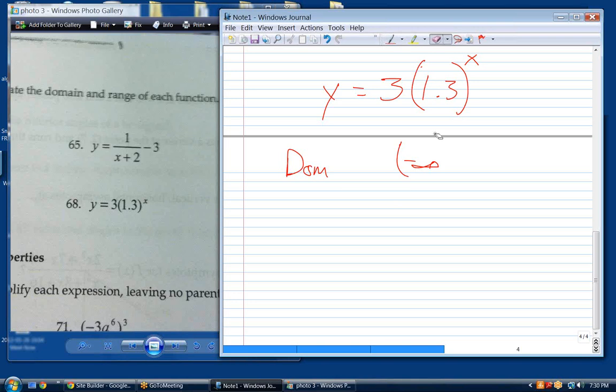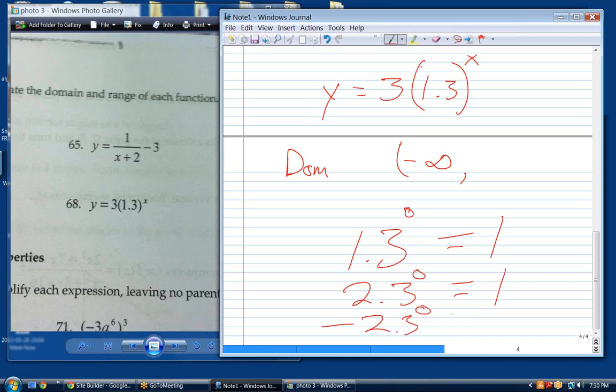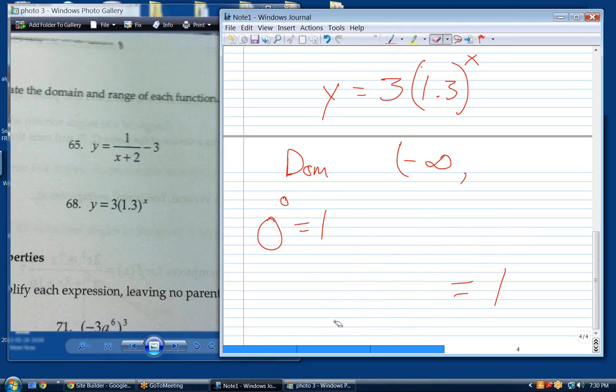Can it be negative infinity? Yeah. Can it be 0? No. Yes. 1.3 to the 0th power is equal to 1. And in fact, 2.3 to the 0th power is equal to 1. Negative 2.3 to the 0th power is equal to 1. In fact, 0 to the 0th power is equal to 1. Why is that? Anything to the power of 0 is equal to 1.